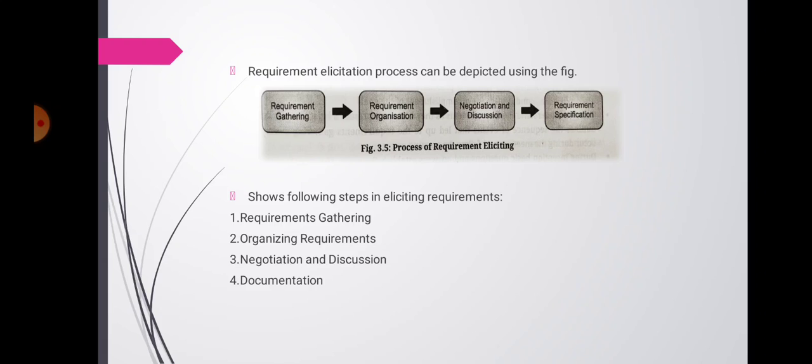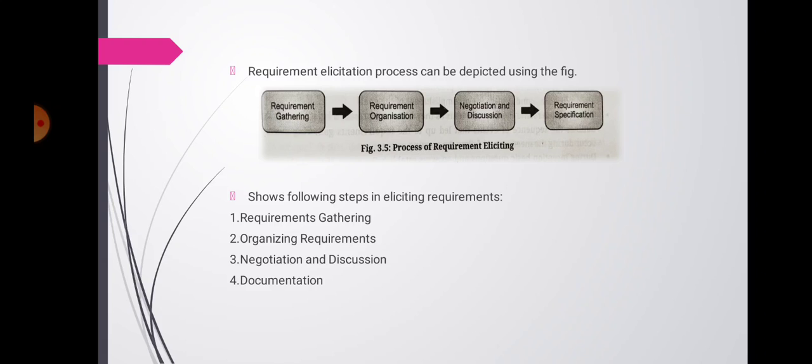First is requirement gathering. The developer discusses with the client and end users and learns their expectations from the software. That means in this requirement gathering, there is discussion between developers, end users and clients, and they learn their expectations from the software. Then the second phase is organizing requirements. The developer prioritizes and arranges the requirements in order of importance, urgency and convenience.